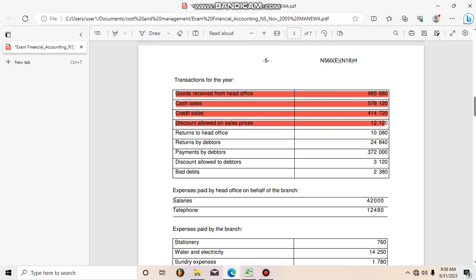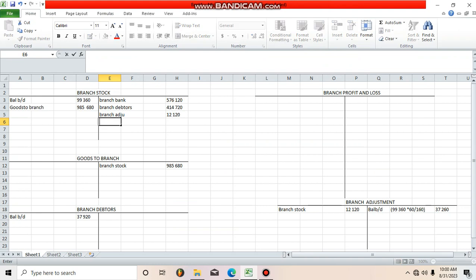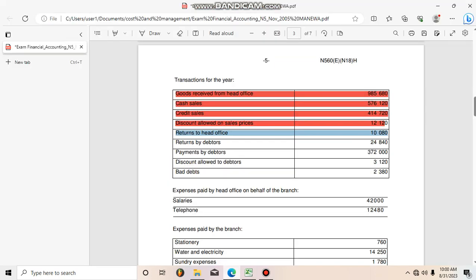The returns to head office. This time we return goods to head office. Remember, here we received goods from head office. So this time we are returning goods to head office, but not with the same value. Here we are returning goods to head office with the amount of 10,008, right? Because you are returning, you're going to have the inventory, the goods to branch. Okay, so we're done. Let's just cancel this.